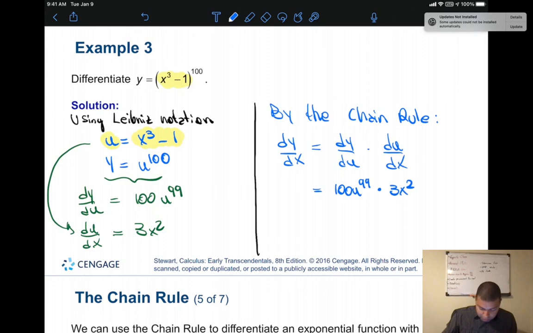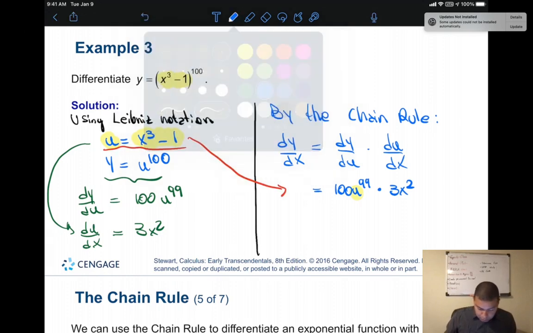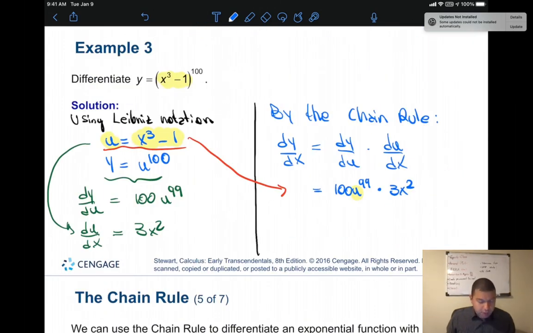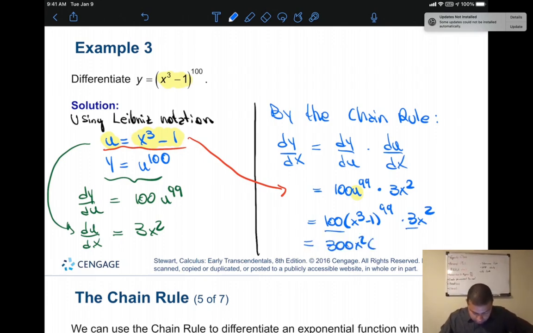However, I don't want to have the u here, so I go back to this initial assessment that I made, which is even in the same color from what I did before, right? The fact that g of x equals u, right? U is the function that is applied first to x. So that's 100 times x cubed minus 1 to the 99th power times 3x squared. I don't think I can do much better than that. Maybe I can put this 3 and this 100 together, so I'll do that. So I'll do 300x squared times x cubed minus 1 to the 99th power. And I think that's as far as I can go.